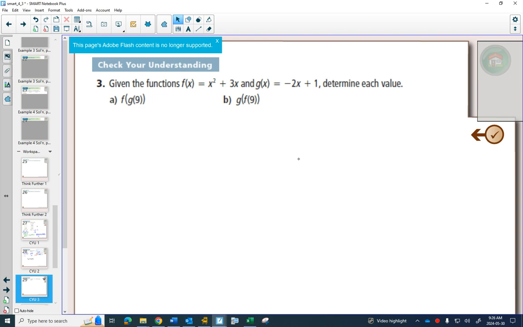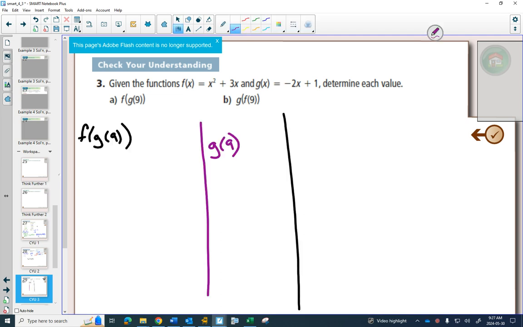See if you can figure out f of g of 9 and g of f of 9 first on your own. All right, let's check how you did.